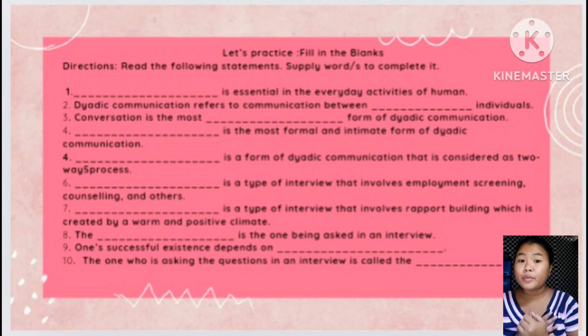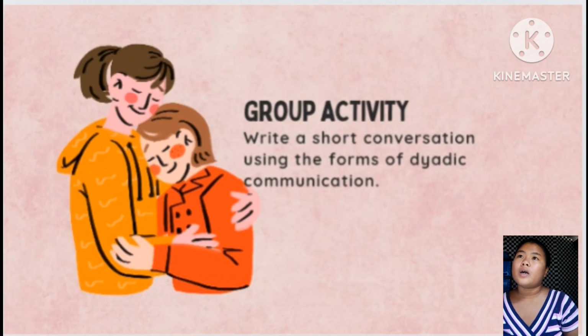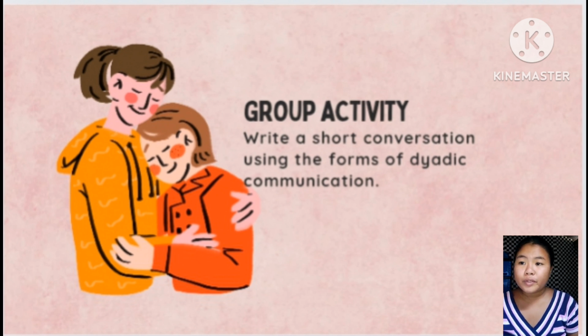Next is the group activity. This group activity contains five groups. What you're going to do is write a short conversation using the forms of dyadic communication. You will write a script, for example, a conversation between you and your mom, you and your friend, and so on. Any question about this activity? Further explanation? Okay, none.